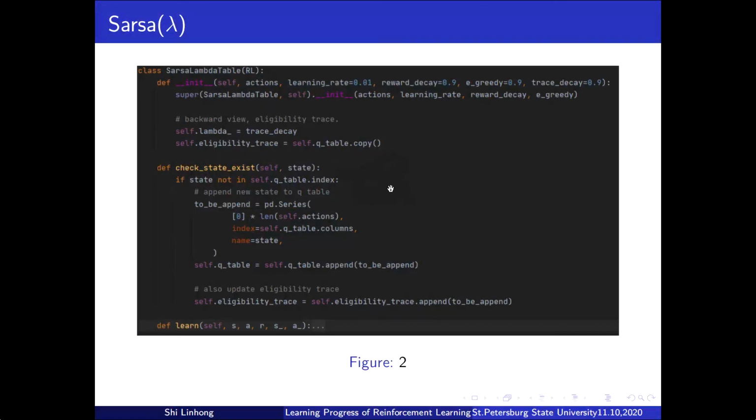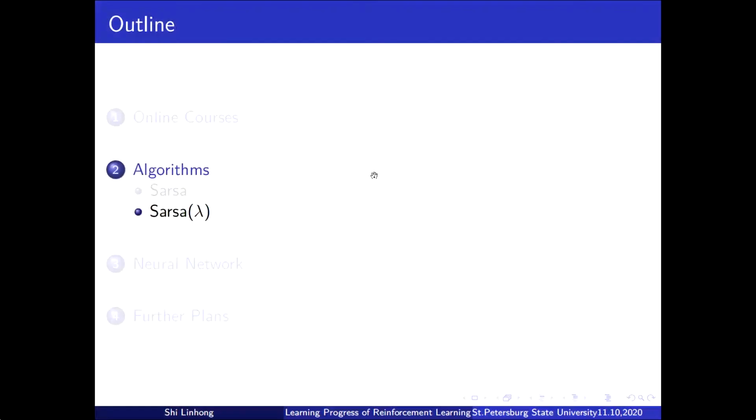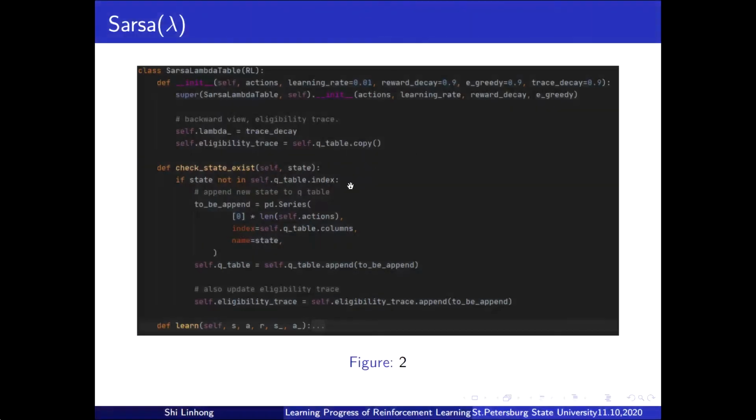So there are two pictures of the code implementation of SARSA Lambda. This one and this one. Because it's too long, I need to use two slides. The algorithm of SARSA Lambda is very similar to SARSA, and the difference is that when updating the Q-table, it needs to be multiplied by a step termination.